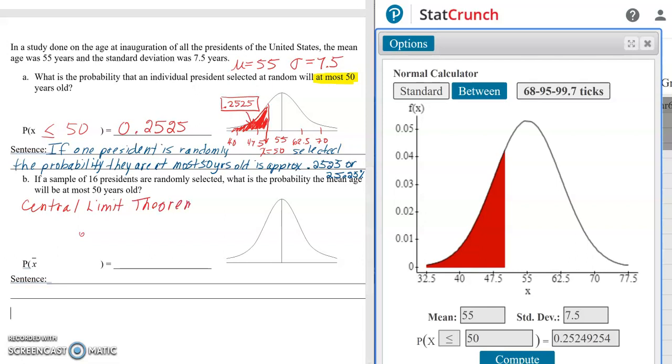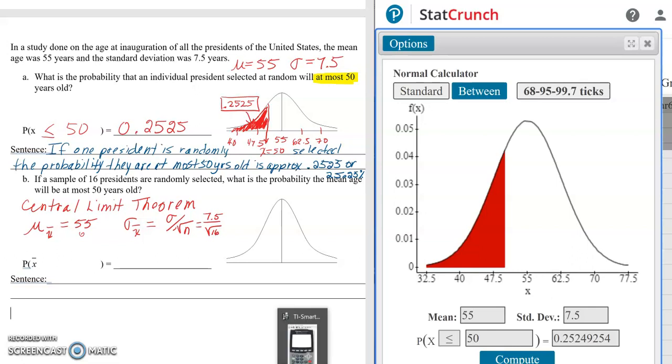In the central limit theorem, we use the same mean. So the mean of the sample means is still going to be 55. But we have to change our standard deviation. The standard deviation of those sample means changes with a small formula: we take the current standard deviation and divide it by the square root of the sample size n. So in this case, we take our standard deviation of 7.5 and divide it by the square root of n, which is 16.